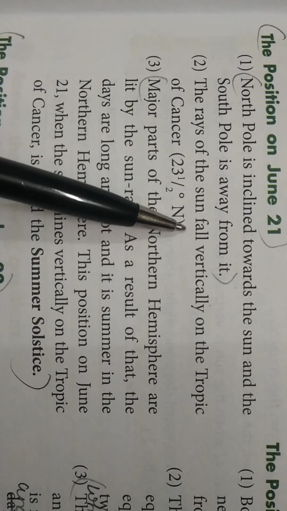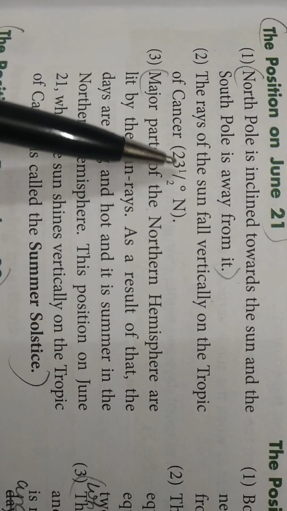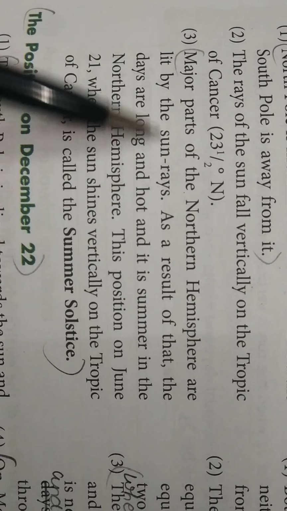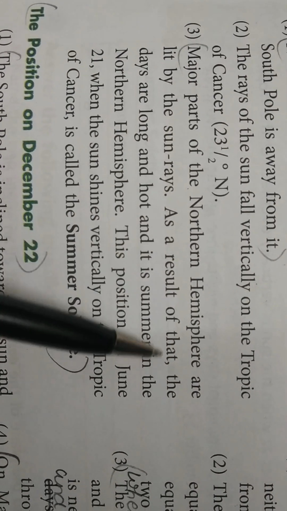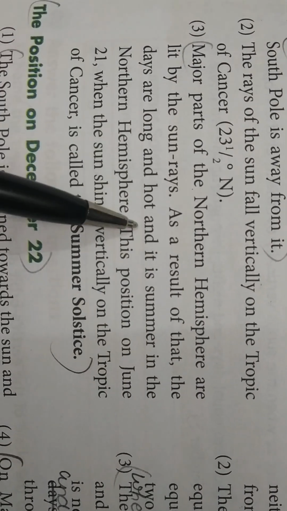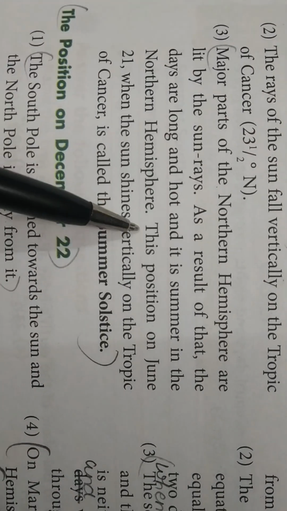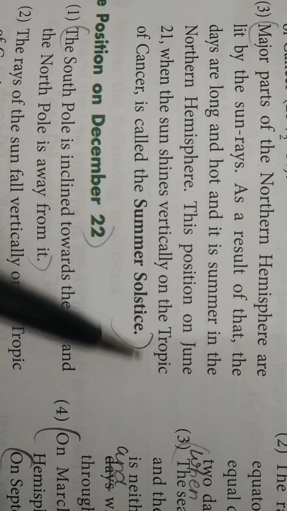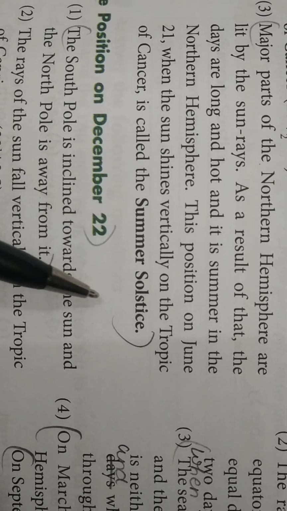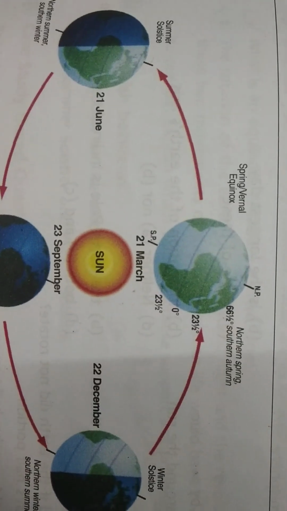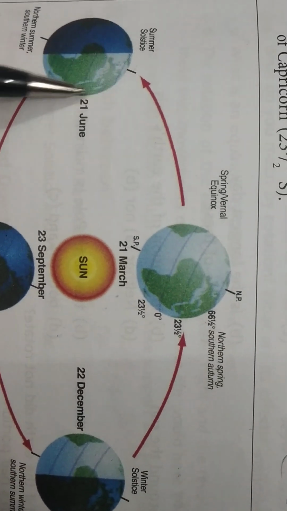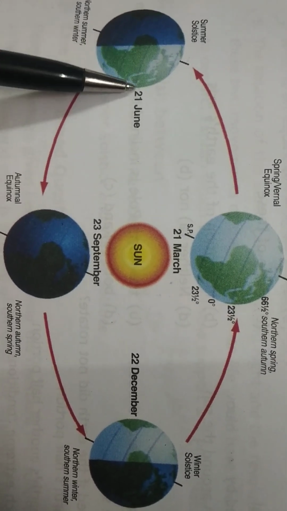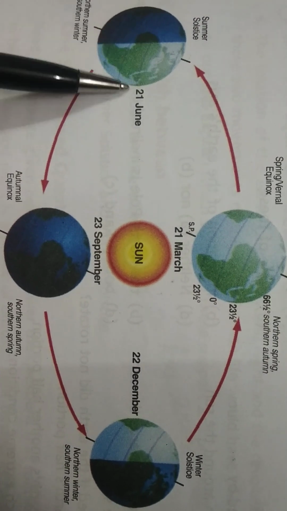The rays of the Sun fall vertically on the Tropic of Cancer, 23.5 degrees north. Major parts of the Northern Hemisphere are lit by the Sun's rays. As a result, the days are long and hot, and it is summer in the Northern Hemisphere. This position on June 21st, when the Sun shines vertically on the Tropic of Cancer, is called the summer solstice. So we can see in the diagram that the rays are directly falling on the Tropic of Cancer. So it is summer solstice in the Northern Hemisphere.